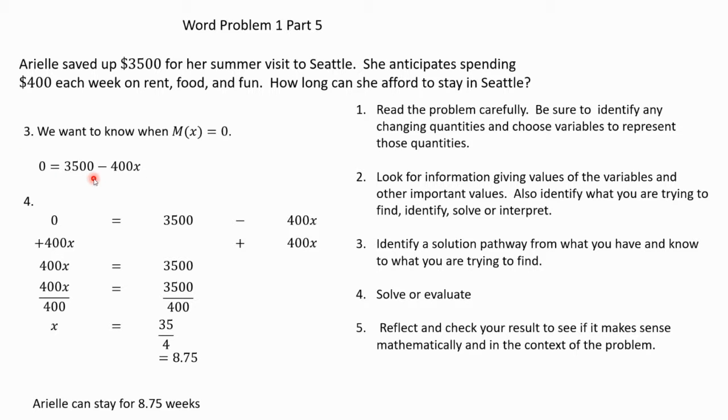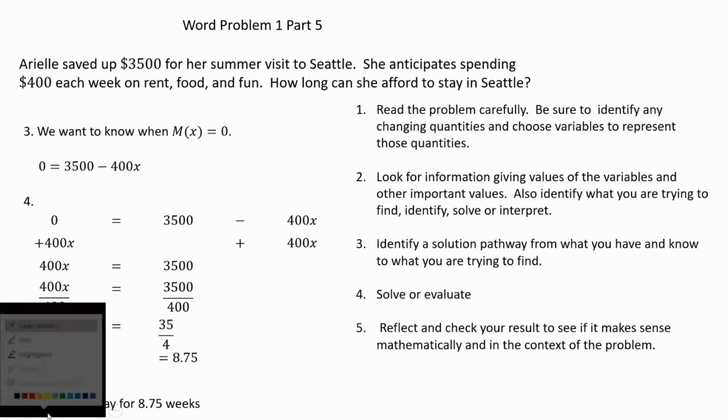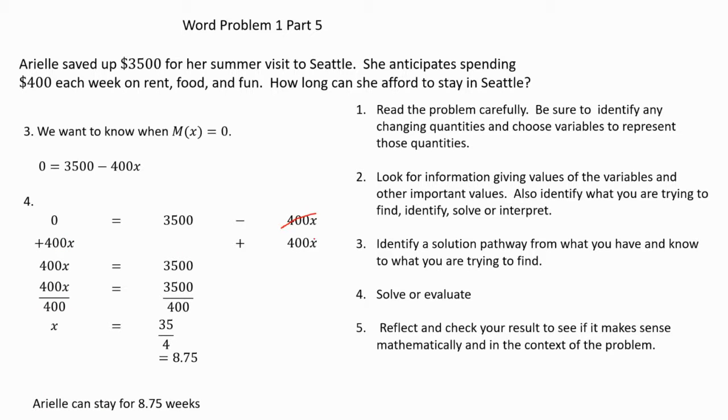So we want to solve this equation for x. X is how long she can stay. This is just basic algebra. I said 0 equal to this, m of x. We want to get x all alone, so I add 400 to each side. And these cancel. So we get 400x equals 3,500. But we want to get x all alone, so we divide by 400. These are going to cancel, and we get x equals 35 over 4.